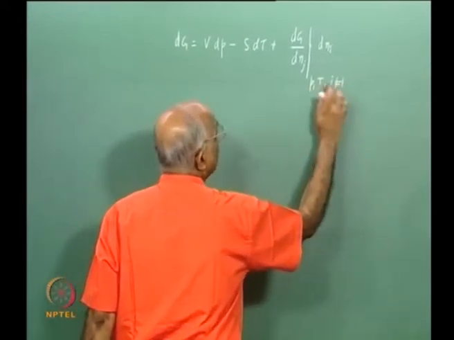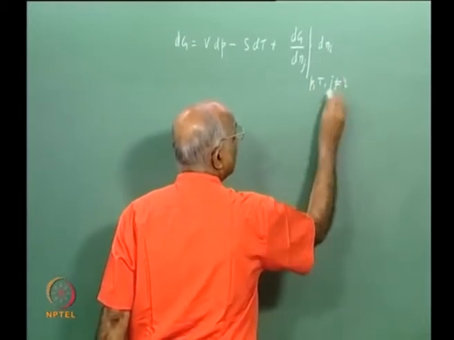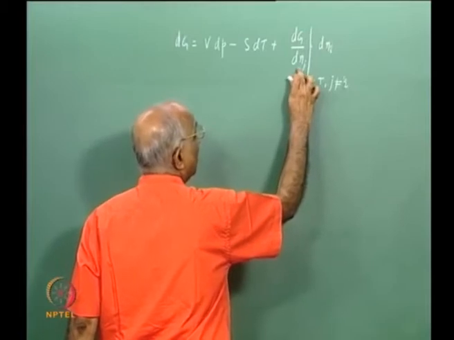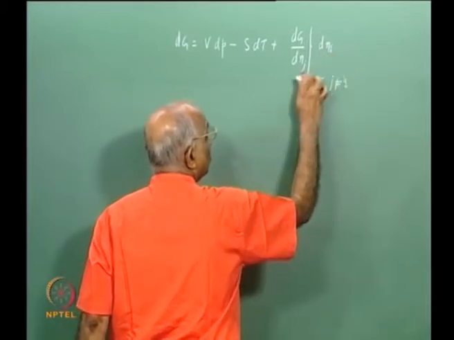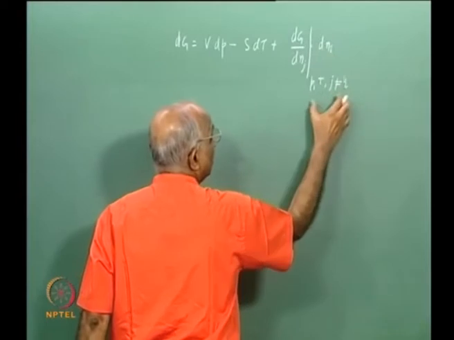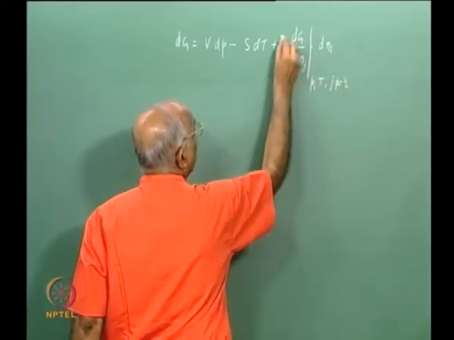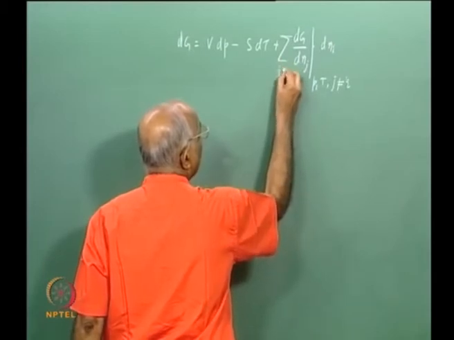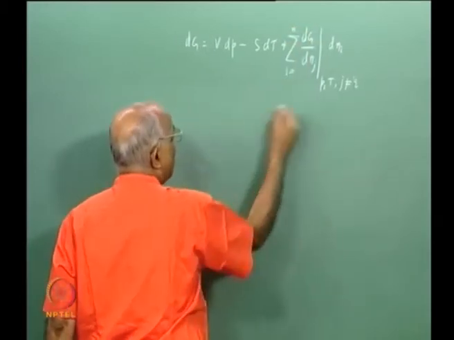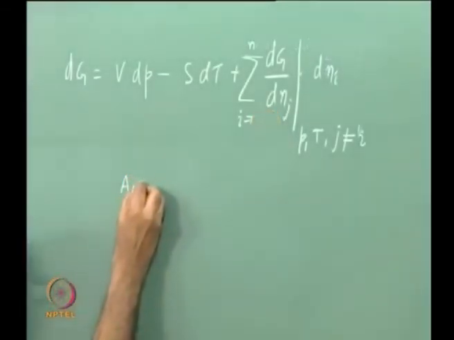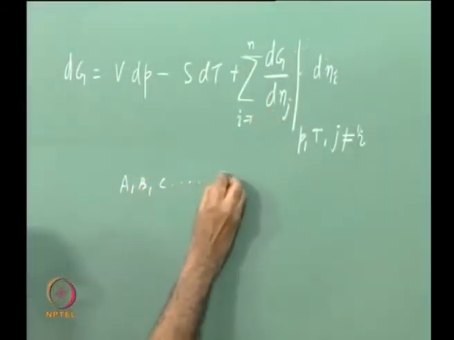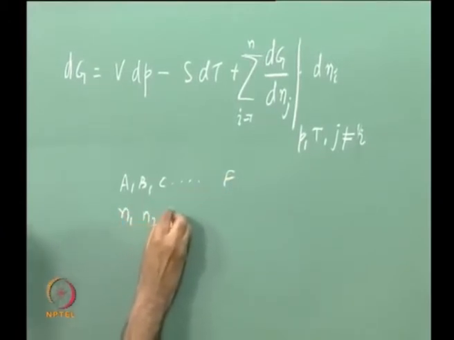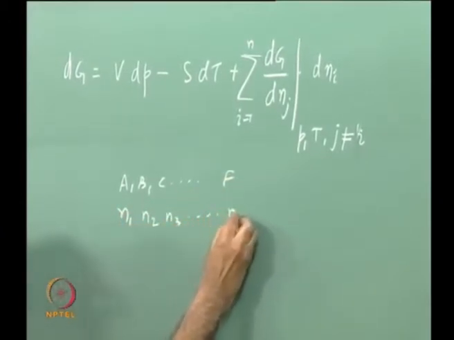That means j is not equal to i; all other things are held constant except the jth constant. When I say dn1, this must be dn1, when it is 2 it must be 2, only that is changed, and therefore I can write it in this form, and now I add all of them together. I make sure that i goes from 1 to n in a multiple component system where you have species maybe A, B, C and all that, to maybe F or something. We have n1 moles, n2 moles, n3 moles and so on up to nn moles.